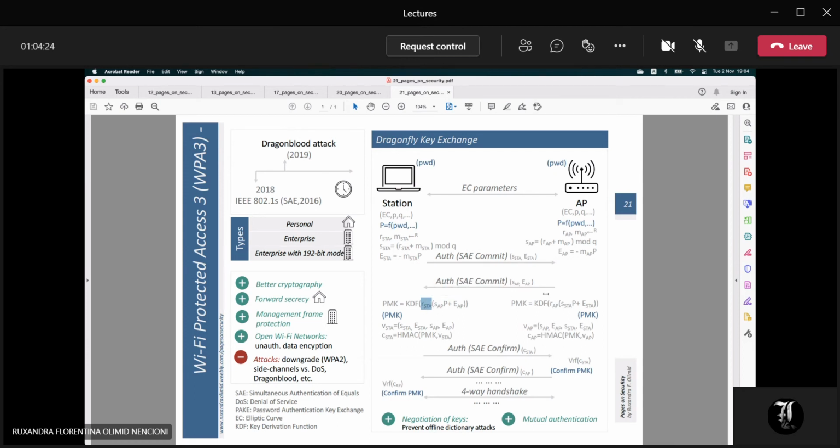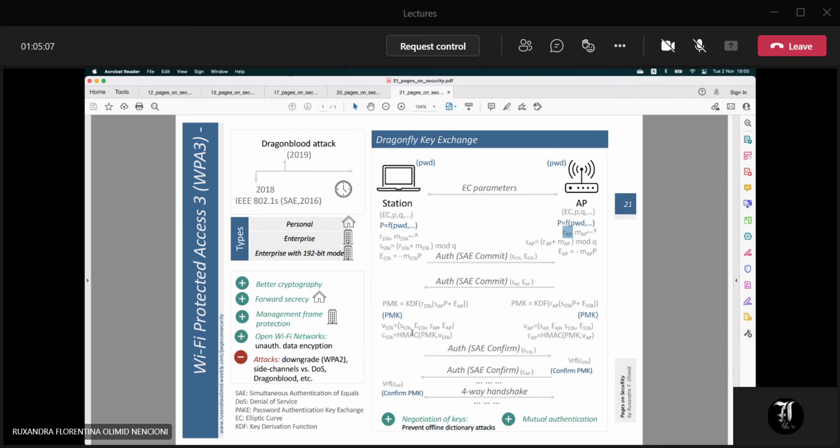And the same is done by the access point. So it's doing the same computation. If we do the math here, we will see that they end up with the same PMK, because you can just cancel terms: EAP here is minus MAP times P, and then the SAP was in fact RAP plus MAP. So these cancel, and what remains at the end is the master key, which is this value here: the R of the station times the R of the AP times the point P.